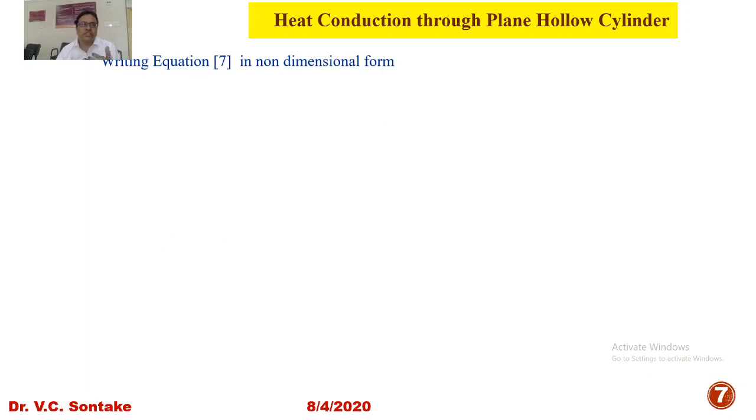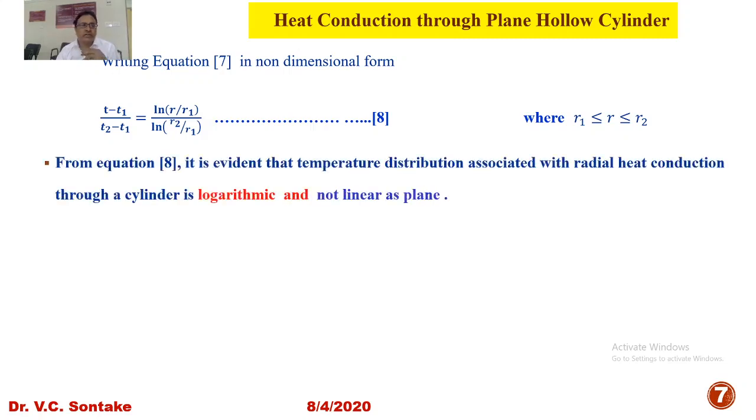Further, writing this equation 7 in non-dimensional form will give me (T minus T1) over (T2 minus T1) is equal to log of r over r1 over log of r2 over r1, where r1 is less than or equal to r is less than or equal to r2. So this is equation 8, and if we analyze this equation 8, it is evident that the temperature distribution associated with radial heat conduction through a cylinder is logarithmic and not linear as in the plane wall.